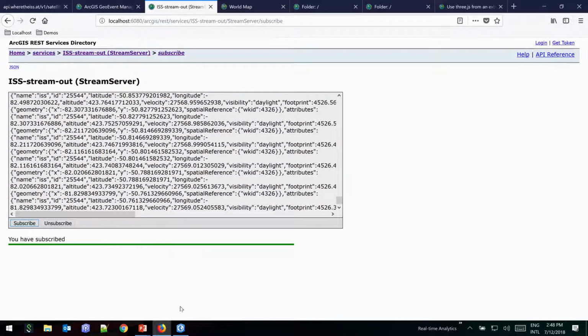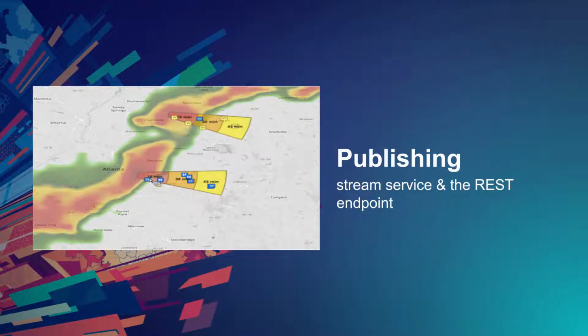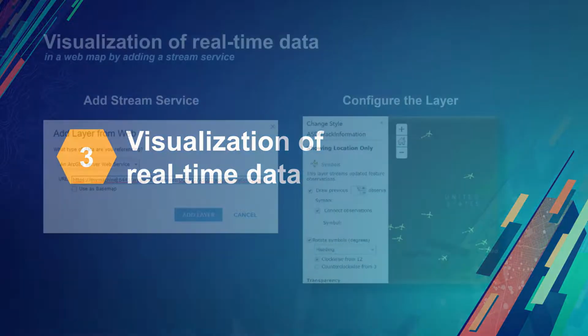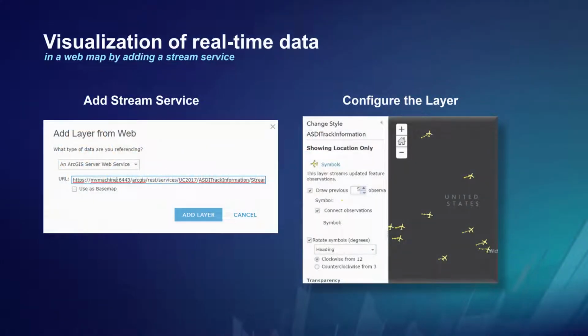So let me switch back to my slides real quick, and we've got a quick succession of one or two slides and then a demo. So having created our stream service, we want to look at a few options for actually visualizing and leveraging that information. And the first of those, probably the easiest, is going to be utilizing it in a web map.